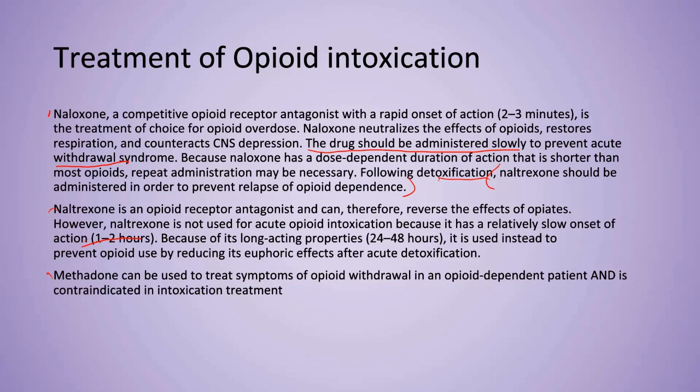Right, slow, and with its long-acting properties, it is used to prevent opioid use by reducing its euphoric effects after acute detoxification. So the first step would be naloxone, and once the person is stabilized and they want to quit using opioids, we give them naltrexone. Methadone is not used for opioid intoxication. Remember that, it is contraindicated. It is used for symptoms of opioid withdrawal. So whenever we're talking about intoxication, these two drugs should come to mind. When we're talking about withdrawal, we've got methadone.